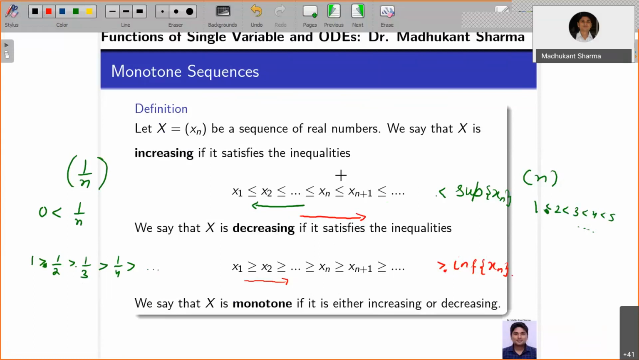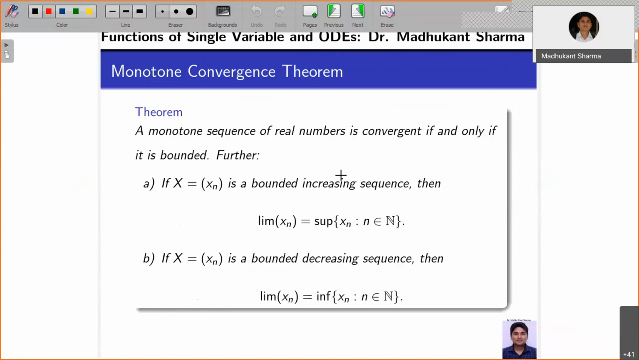So we have the result that a monotone sequence of real numbers is convergent if and only if it is bounded. If you only want to see whether the sequence is convergent or not, you need to see whether it is bounded and has a monotone behavior. If you are interested in the limit, then you can go further. For example, 0 less than 1 by n less than 1 is a bounded sequence. Similarly, 0 less than 1 by n squared plus 1 less than 1.